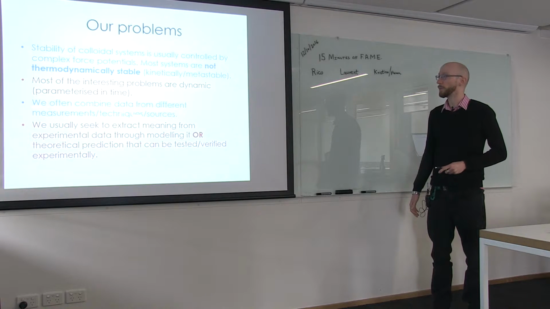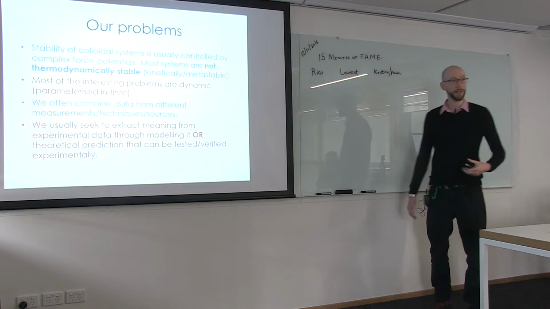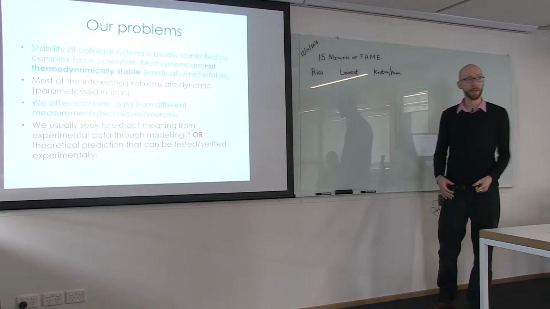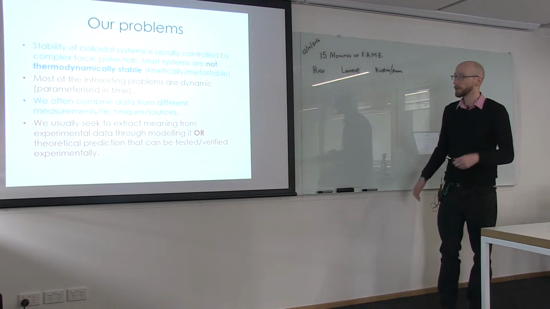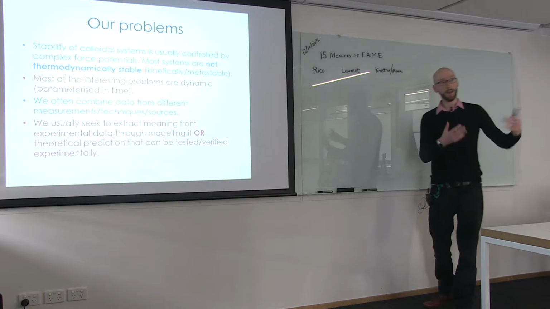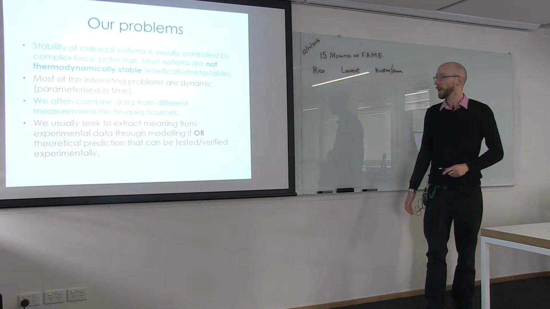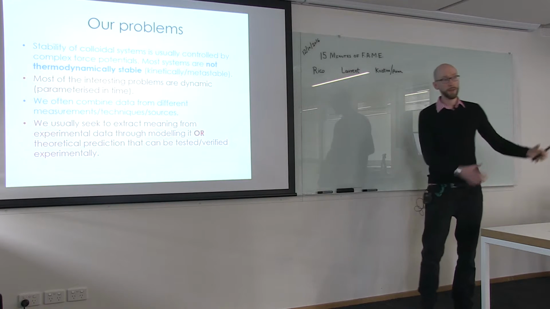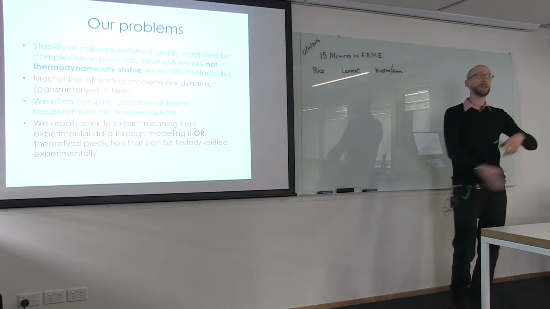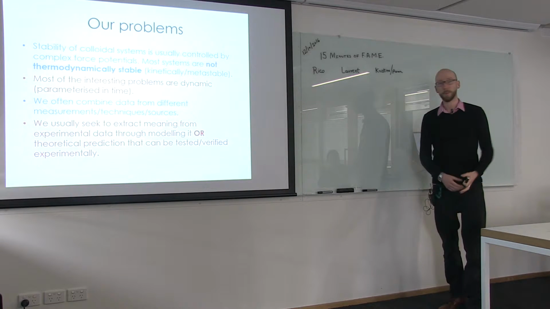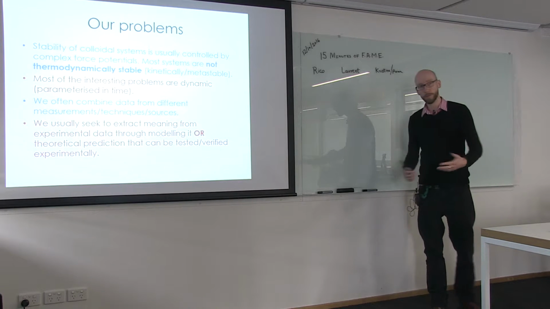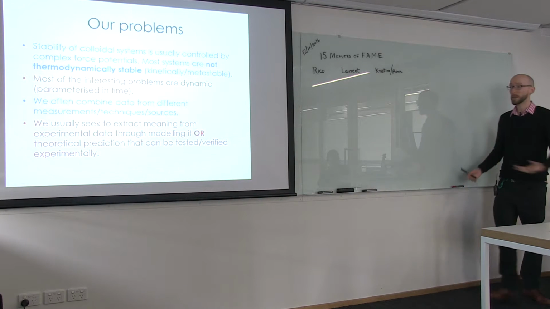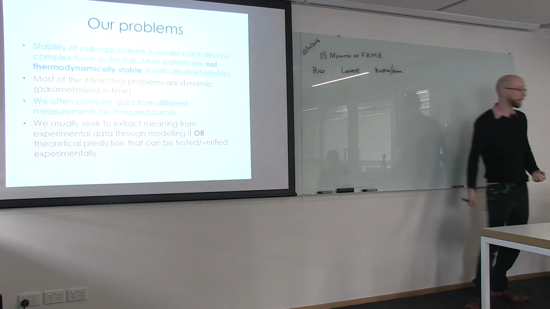And we will often combine data from different measurements, techniques, or sources to try and understand the true complexity of a system. So in general, where we seek the advice of mathematicians is to extract meaning from experimental data by modeling it, or making theoretical predictions that we can then test and verify experimentally ourselves. So either direction, a push or a pull from mathematical modelling, but mathematical modelling has to be implicit in what we do.